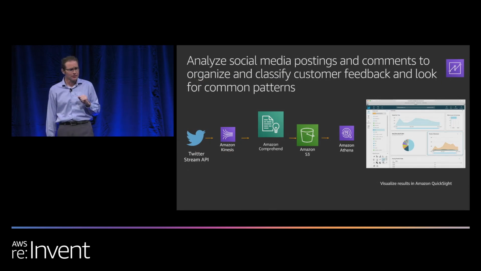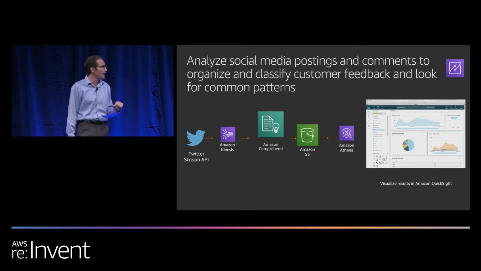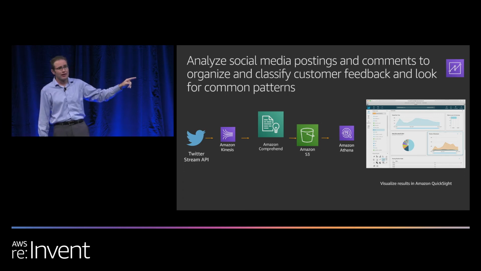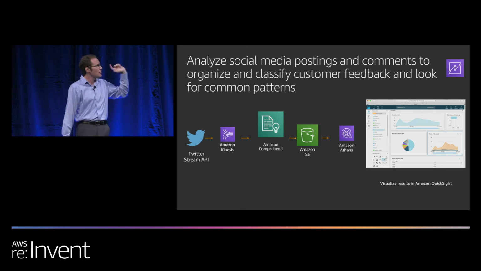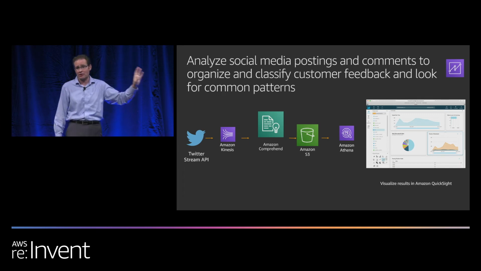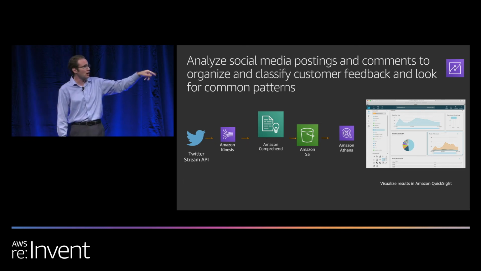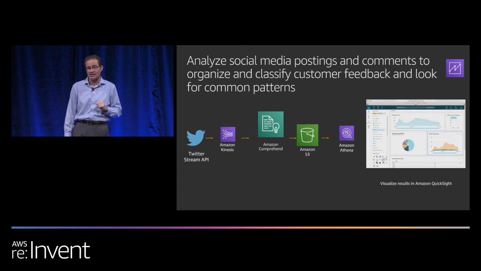So this is what we've built. We're going to read the Twitter Stream API, push it into Kinesis Firehose, our streaming platform. It's going to go into Comprehend. It's going to do a sentiment analysis. It's going to do an entity analysis, push it back out to S3. With S3, we're going to go ahead and take Athena, which you can query flat files in real time, and then it's going to push it out to our BI platform, which is Amazon QuickSight.